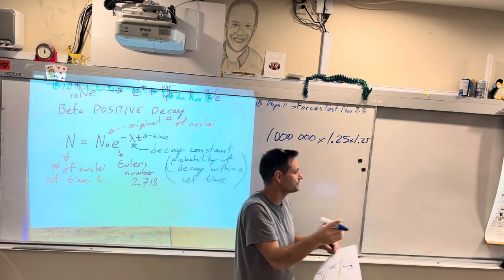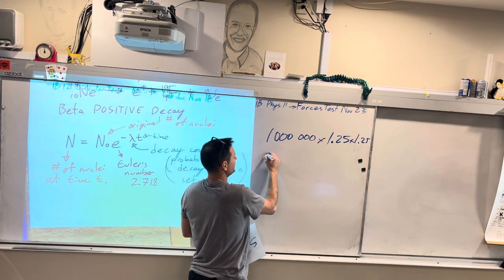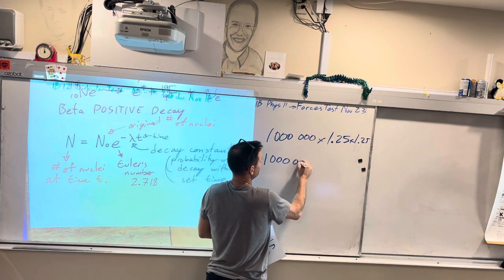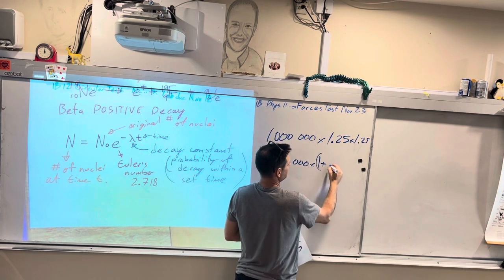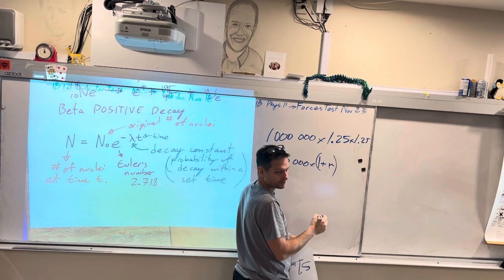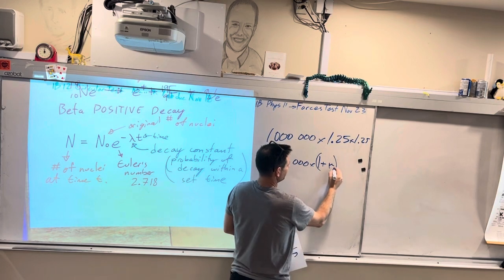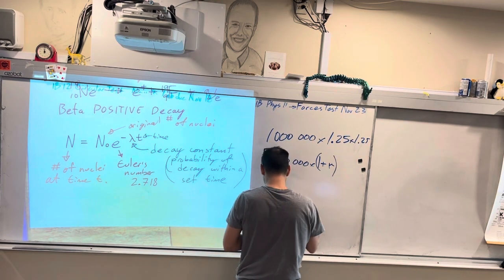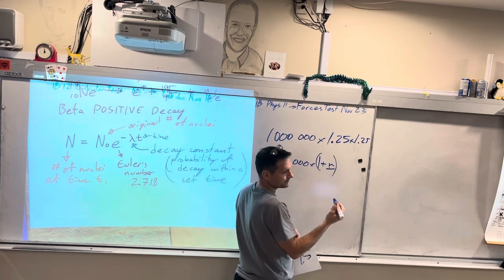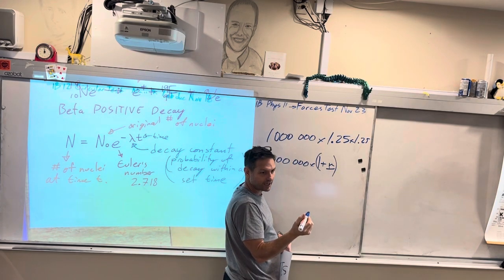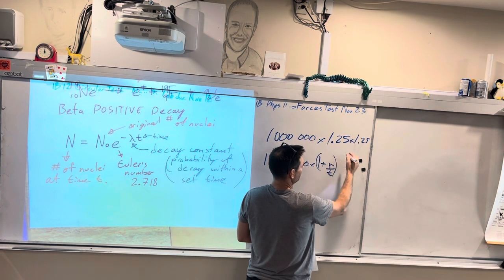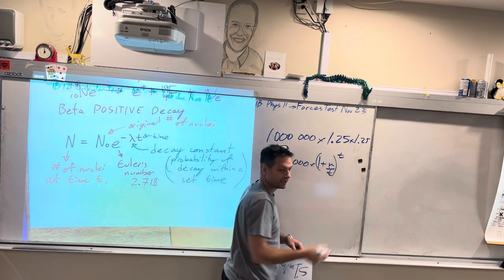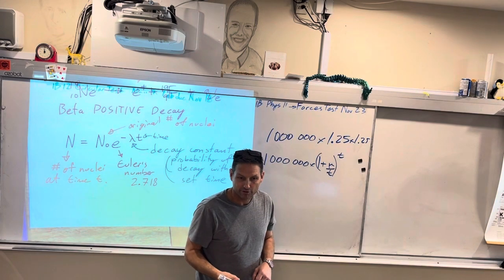$1 million, right? So what you're really doing is you're saying, I'm going to do $1 million times 1 plus your borrowing rate, right? But it's going to be the rate divided by your time, right? And then to the exponent of your number of times you compound.